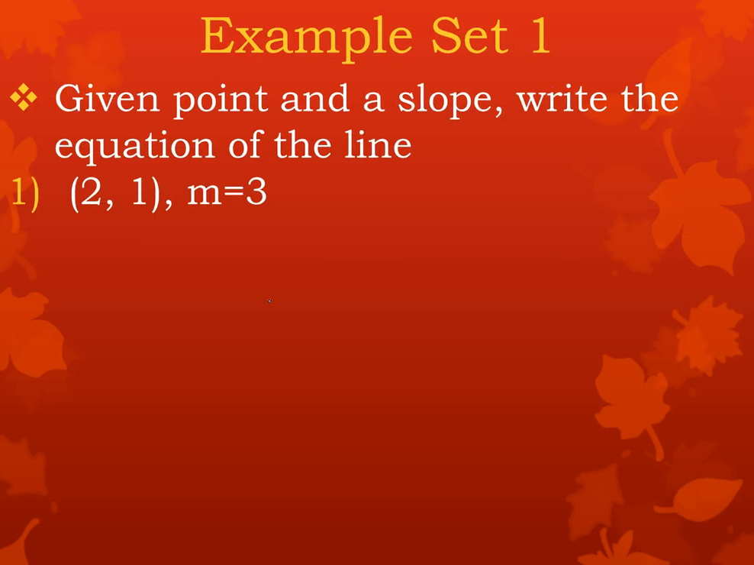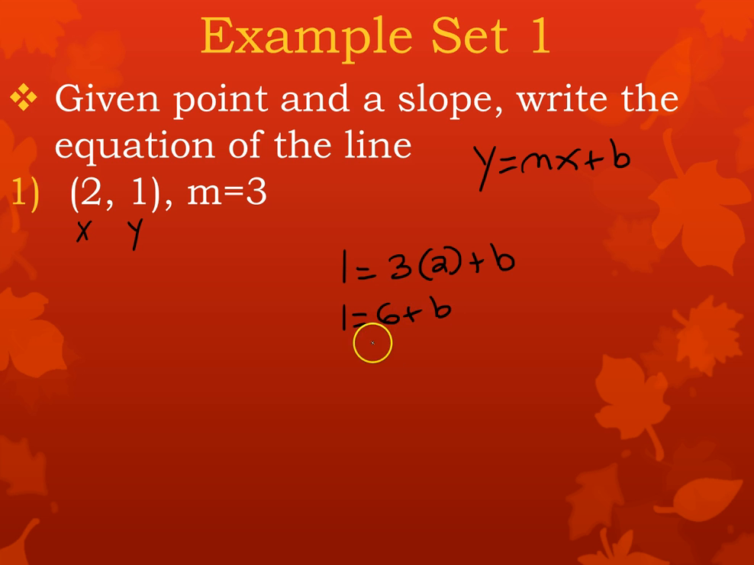So let's do that. Given the point and slope, write the equation of the line. Point is (2, 1), slope is 3. So this represents my x, my y, and here's my m. We're going to plug this all into y equals mx plus b and solve for the unknown variable b. So y equals m times x plus b. So 1 equals 6 plus b. When I subtract 6 from both sides, we get negative 5 for b, which means the equation of my line is y equals 3x minus 5.